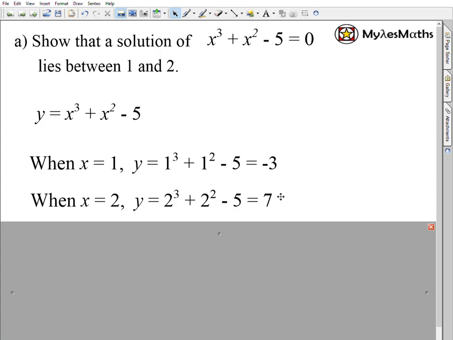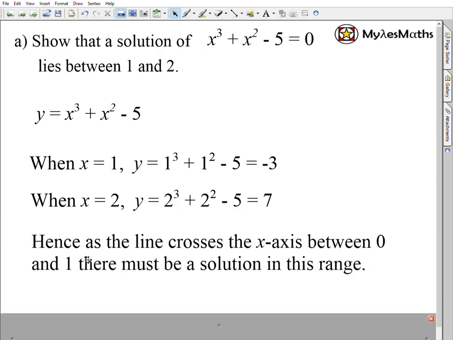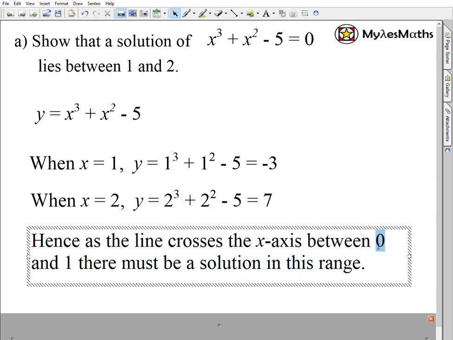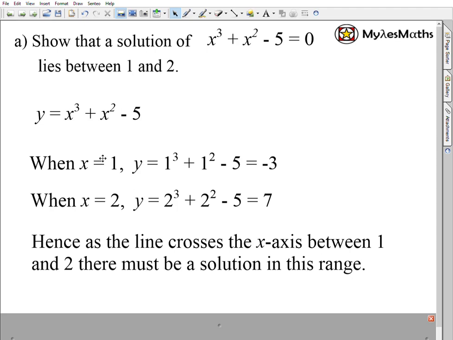I can see the sign change from negative to positive here. Therefore, as the line crosses the x-axis between 0 and 1, that should read 1 and 2 clearly, there must be a solution in this range. So we know that there's a solution between 1 and 2.